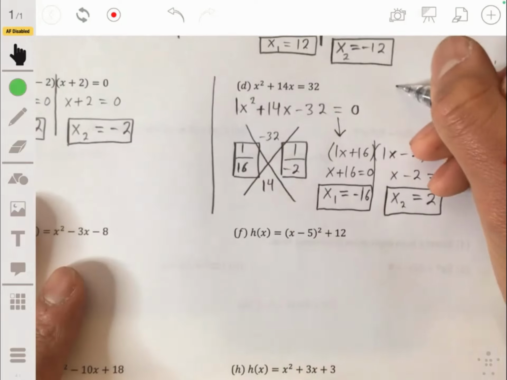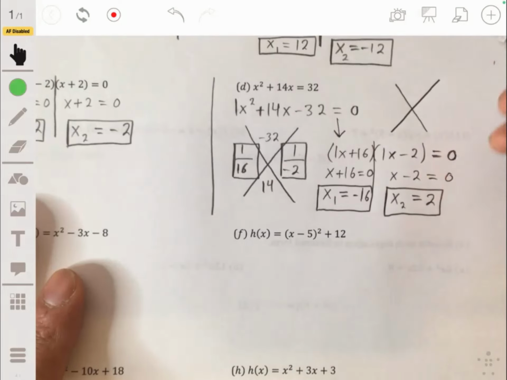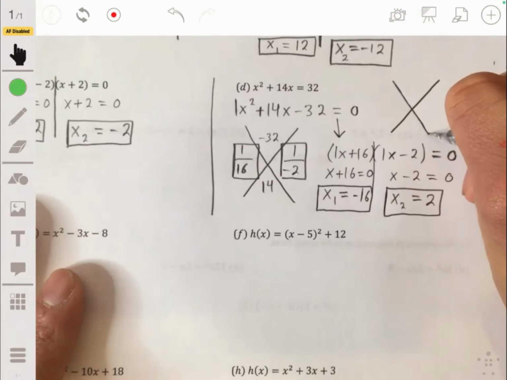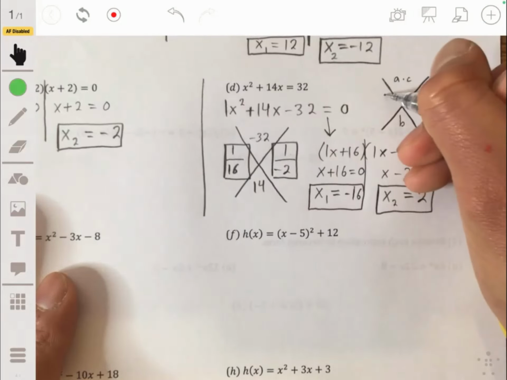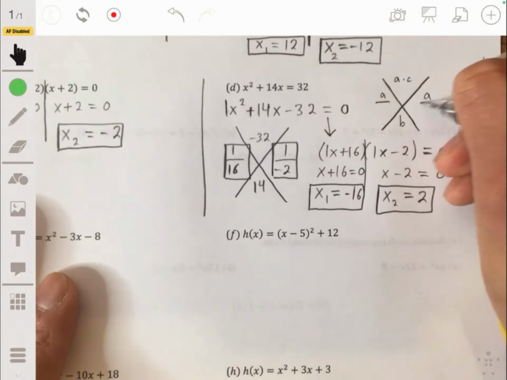And here I'll just draw what I use in my factoring technique. I call it the X games. B in the bottom, A times C at the top, A over something and A over something else.